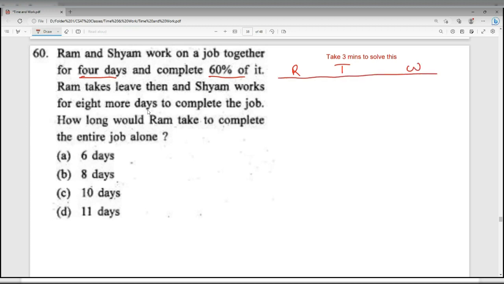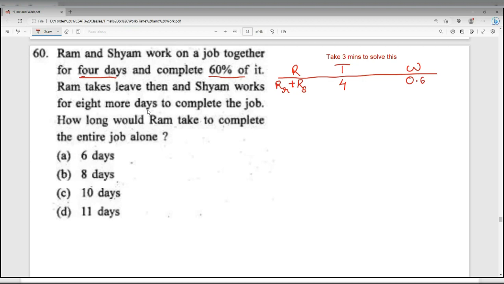So let the rate of work of Sham be R, and what they're saying is Ram and Sham work together. So the rate of Ram and Sham gets added, and they work on a job together for 4 days. So time is 4 days, and they complete 60% of it. So that means you can say it is 0.6. So if there is one work, then they have completed 0.6.